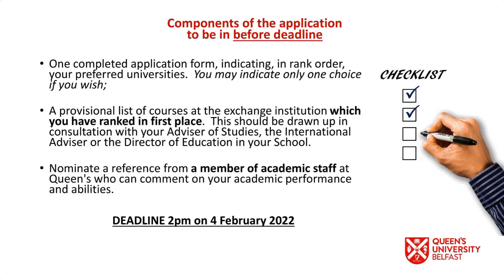Then there is a course selection form, which, as I advised, you would draw up in consultation with either your advisor of studies, the international advisor in your school, or the director of education in your school. And that is a provisional list of courses and modules that you would potentially take at your host university. Now, bear in mind that once you get there, those modules may change, but this is a provisional list of what you hope to study when you're there. And then you would nominate a member of Queen's staff who could comment on your academic performance and abilities.